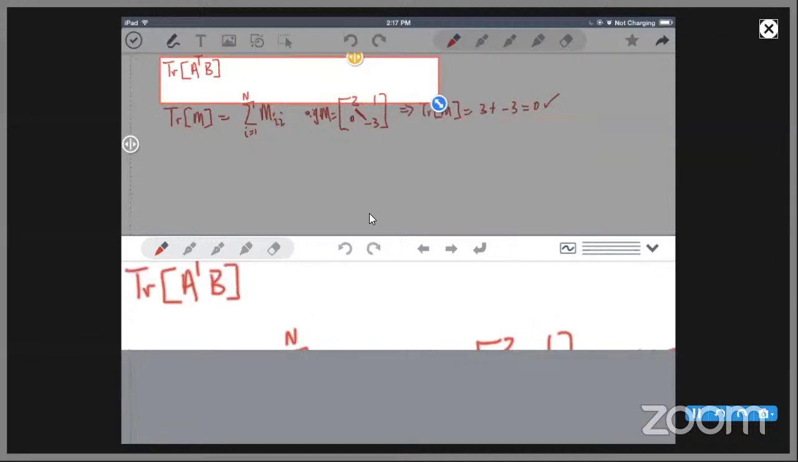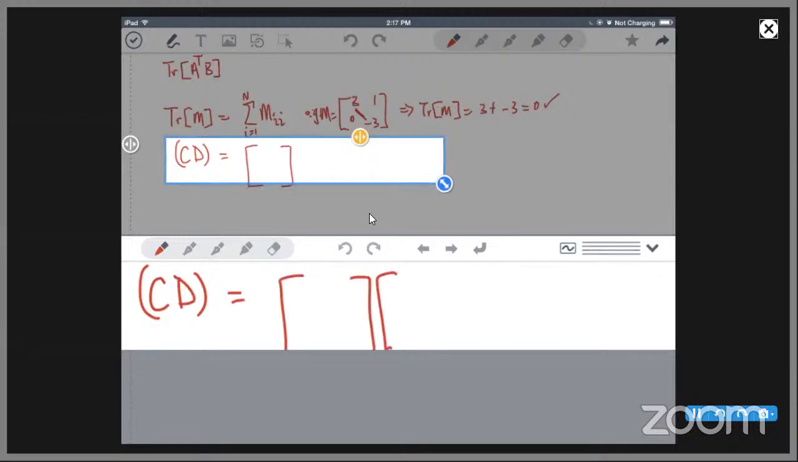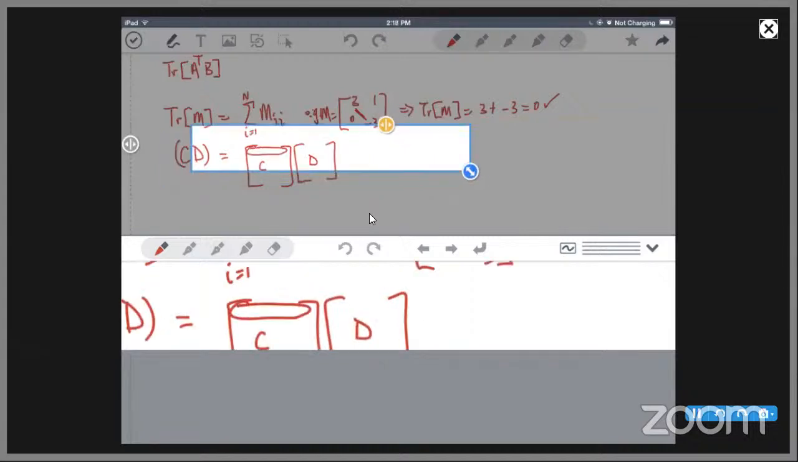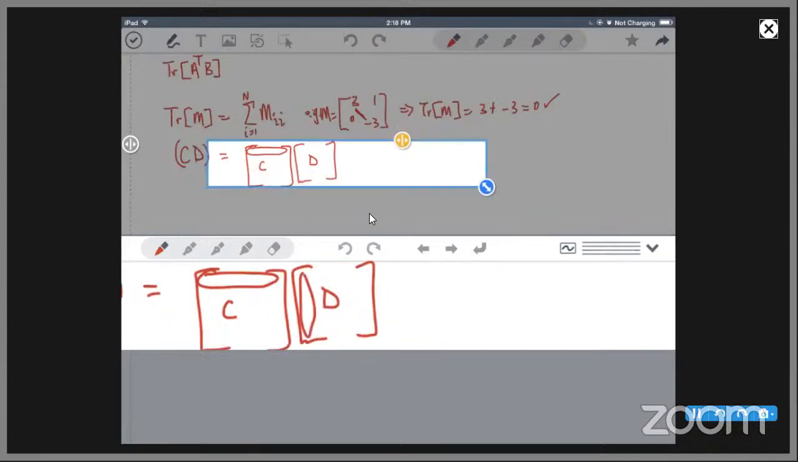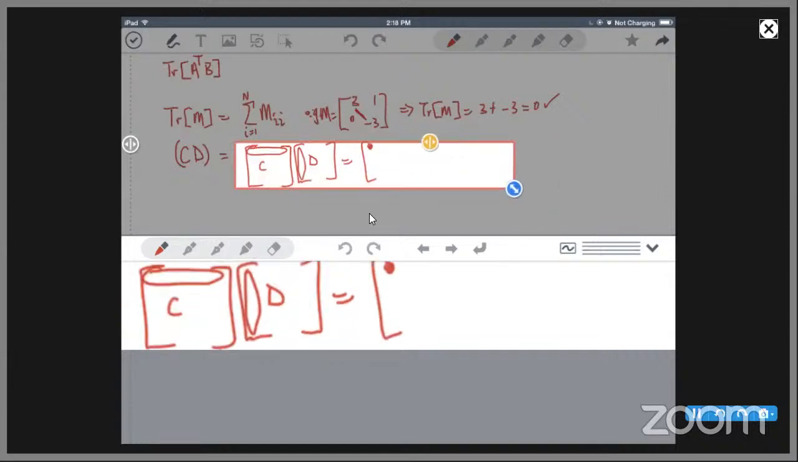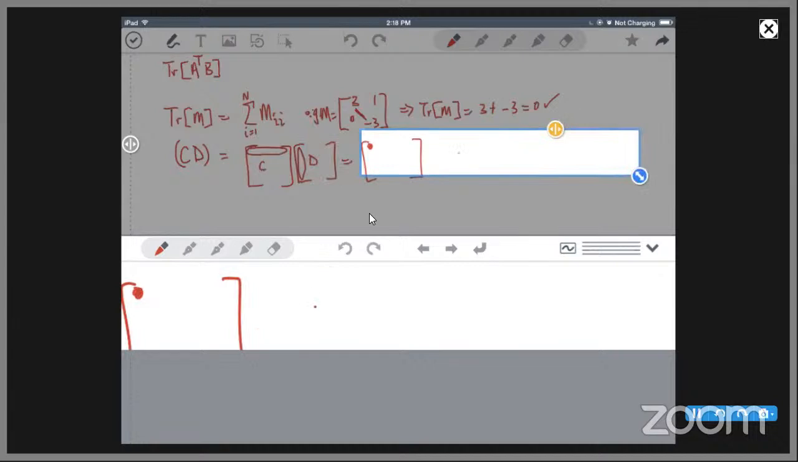If you multiply two matrices, let's multiply a matrix C and a matrix D. They have to be compatible. What you usually do is you multiply the row of one by the column of the other one, and that will give you the first element. And then you multiply the next row by the column of the other one, and that will give you the next element.